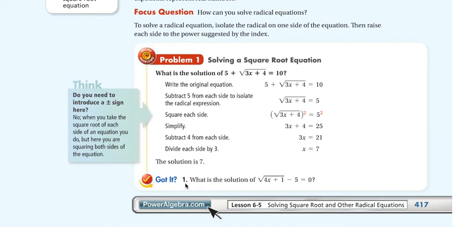If you've got it, write down the question below. What is the solution of the square root of 4x plus 1 minus 5 equals 0? And solve it. Please pause the video so you can work this out.